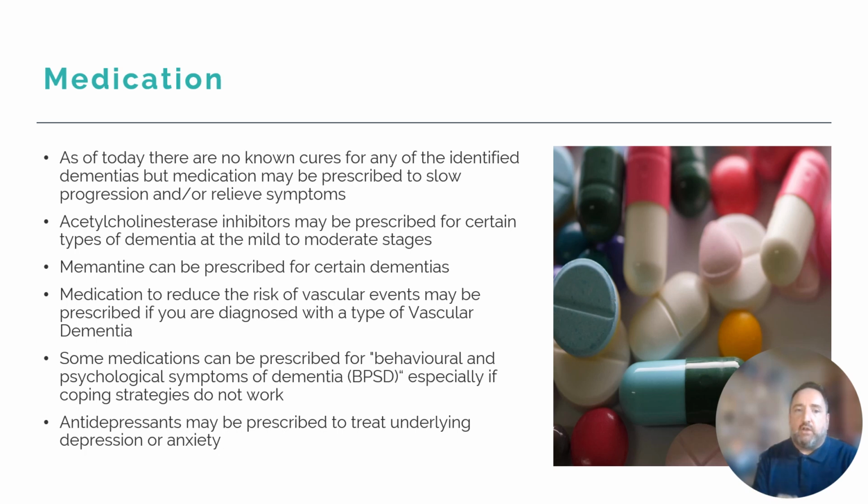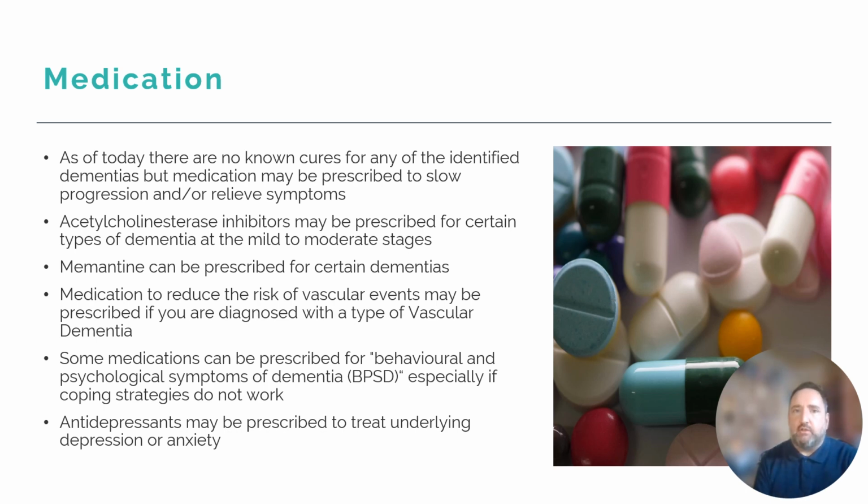Acetylcholinesterase inhibitors may be prescribed for certain types of dementia at the mild to moderate stages, including Alzheimer's. Memantine can be prescribed for certain dementias, and again, not everybody always tolerates these to start off with. So this is why memory services may keep in touch with you to see if you're okay with side effects until you're comfortable with those.